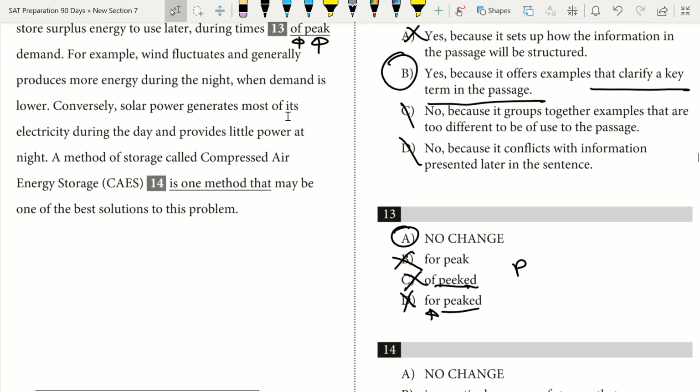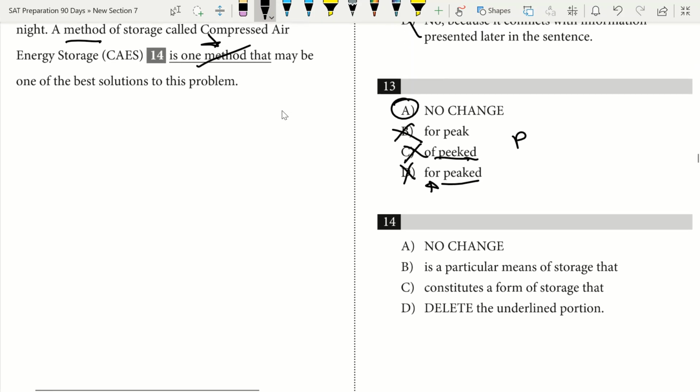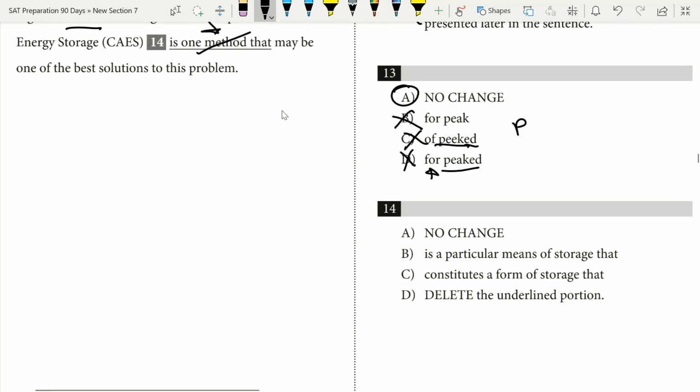All right, so for example, wind fluctuates and generally produces more energy during the night when demand is lower. Conversely, solar power generates most of its electricity during the day and provides little power at night. "A method of storage called compressed air energy storage, or CAES, is one method." I already know that this is going to be wrong. How do I know? Because I saw "method" twice, and I don't want to say method twice. I can't remove it from right here, so I have to remove it from this here. So with CAES, looks like I'm just going to remove it, to be honest with you. And that is what I'm going to do.